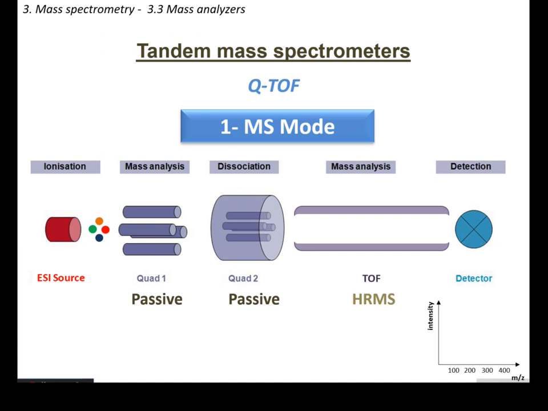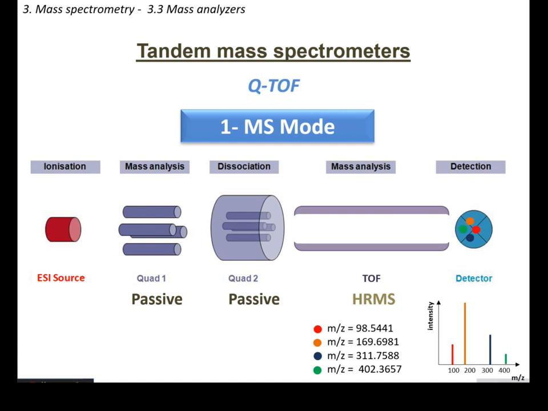So first you can use an MS mode. It means you want to see the ions that are present in a mixture. So the first quad is passive, the second, the dissociation cell, is passive, and the TOF will be active. Your ions will reach the TOF, they will be pushed, and then depending on their time of flight, you will generate a high resolution mass spectrum. You see it's high resolution because you have a precision of several digits after the unit.